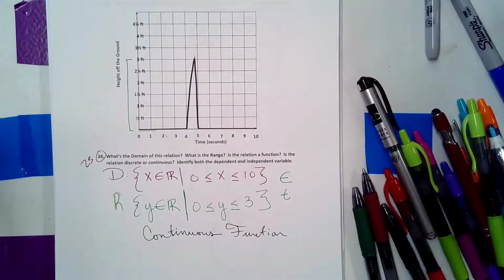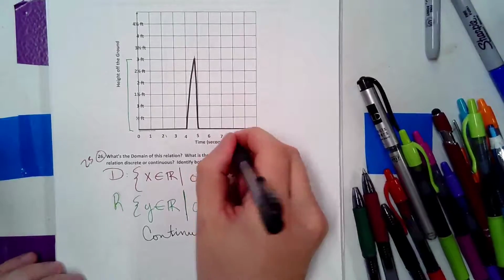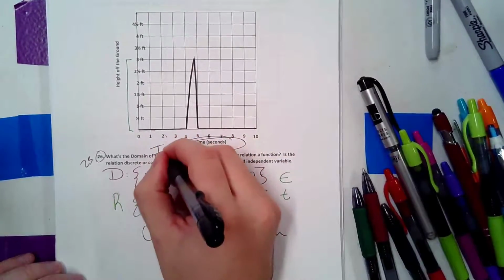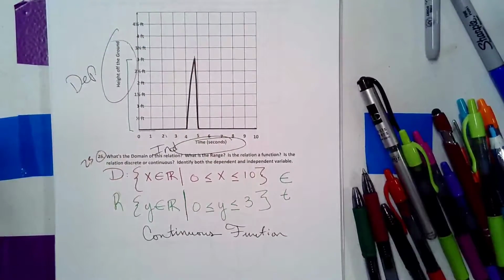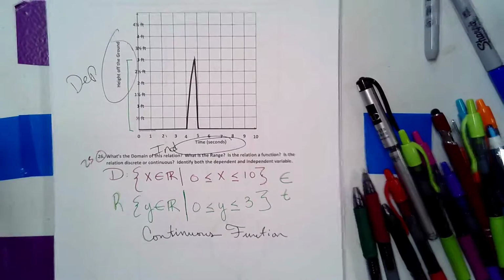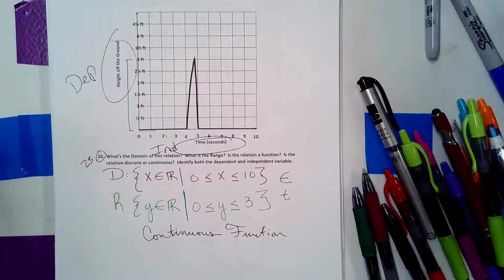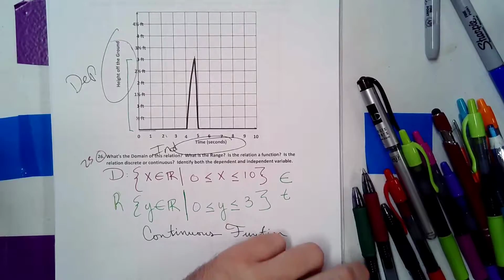That's a function. Independent and dependent variable. Independent: time. Dependent: height off the ground. Time, in this case, is the driving factor. You tell me the time and I'll tell you how high he is off the ground in that video we're watching, right? Okay.